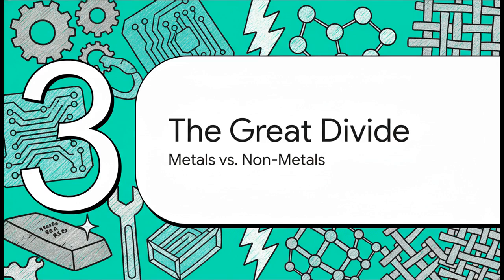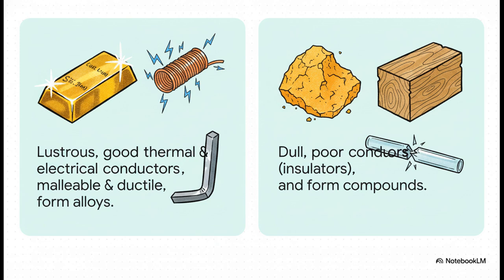You basically divide everything in the world into two huge families, metals and nonmetals. And as this slide shows, the differences are truly night and day. Metals, they're usually shiny, they're fantastic at conducting heat and electricity, and as we just learned, they're often malleable and ductile. Nonmetals are, well, pretty much the polar opposite. They're typically dull, they act as insulators, and if they're solid, they tend to be brittle. Just picture a shiny, flexible copper wire versus a dull, crumbly piece of sulfur. It's a perfect contrast, right?